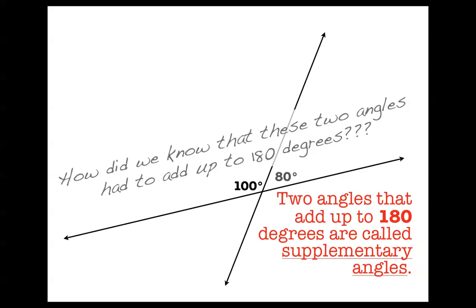But for now, let's learn a new term. Two angles that add up to 180 degrees are called supplementary angles. These two angles that are 100 degrees and 80 degrees are supplementary angles because if you put them together they make 180 degrees. So supplementary angles are any two angles that add up to 180 degrees. It could be that one of them's 100 and one of them's 80. It could be that one of them's 179 and the other one's 1. Any two angles that add up to a total of 180 degrees are supplementary.